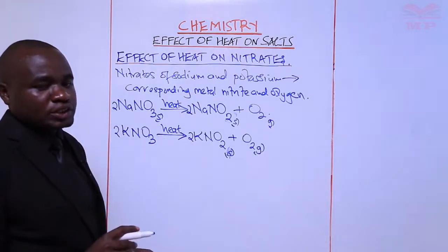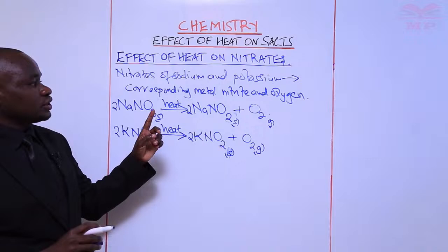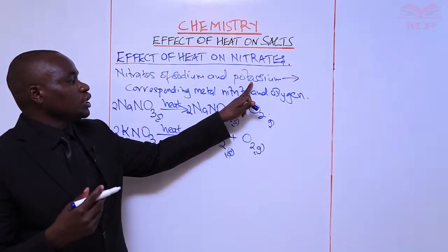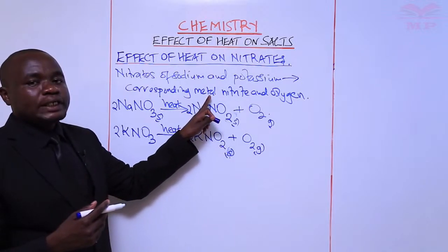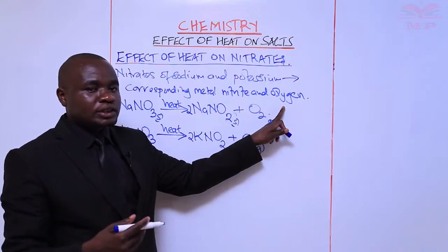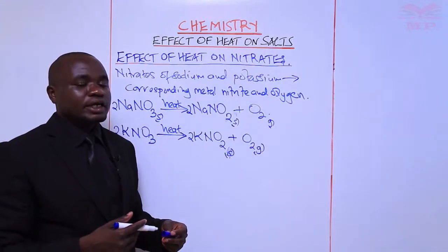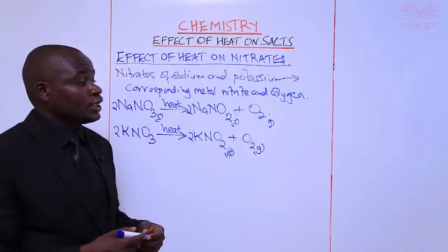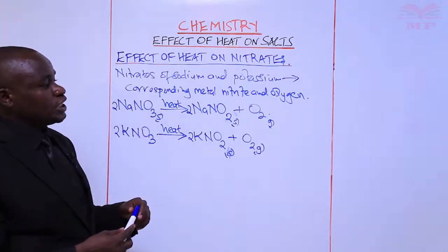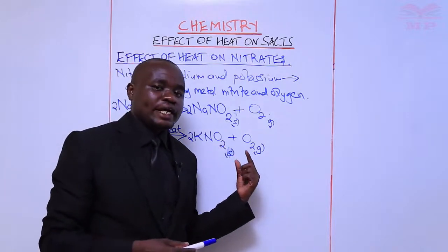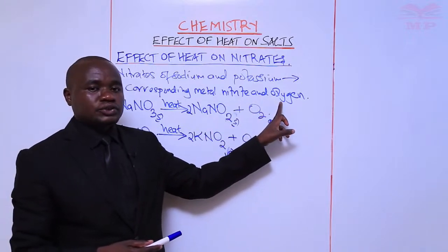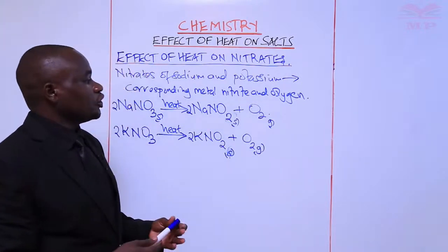So we are saying that the nitrates of sodium and potassium decompose on heating to give you the corresponding nitrite and oxygen. The products of the effect of heat on nitrates largely depend on the position of the element in the reactivity series. These two are at the top of the reactivity series. Therefore, their nitrates decompose to give a nitrite and oxygen as the only products.